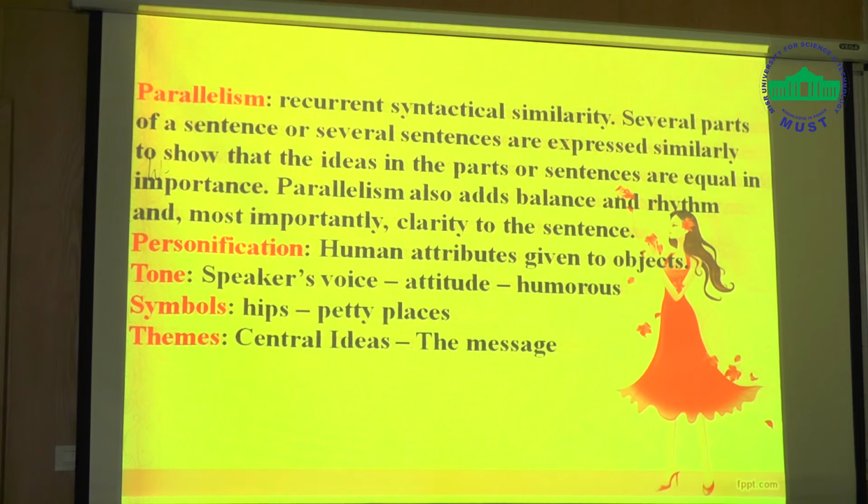As I said in the last lecture, personification means adding or giving human attributes to non-living things. Hips are personified as charismatic females. Petty places is a reference or signifies the limitation imposed upon women in male-dominated society. So our themes are on freedom, liberation, self-love.